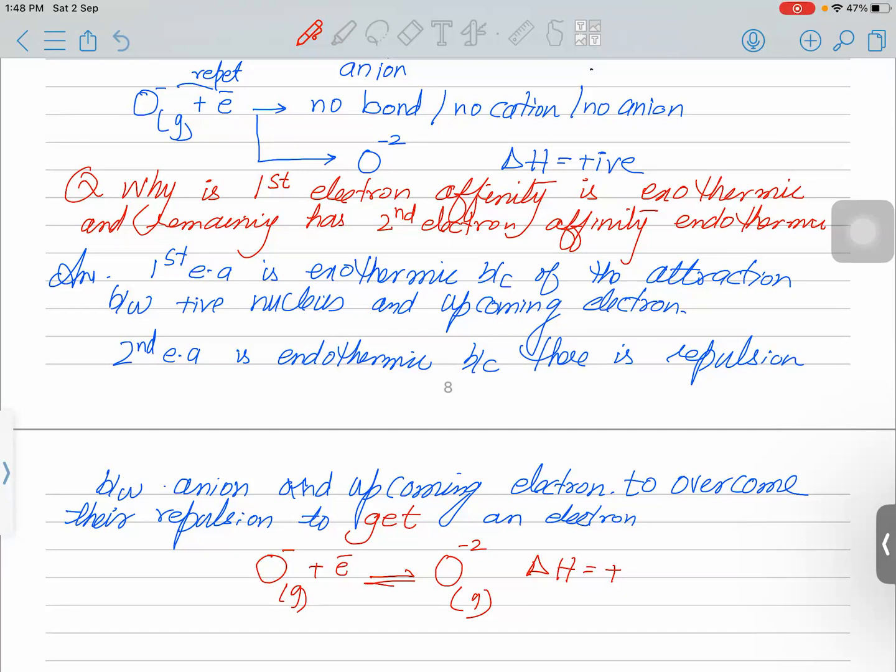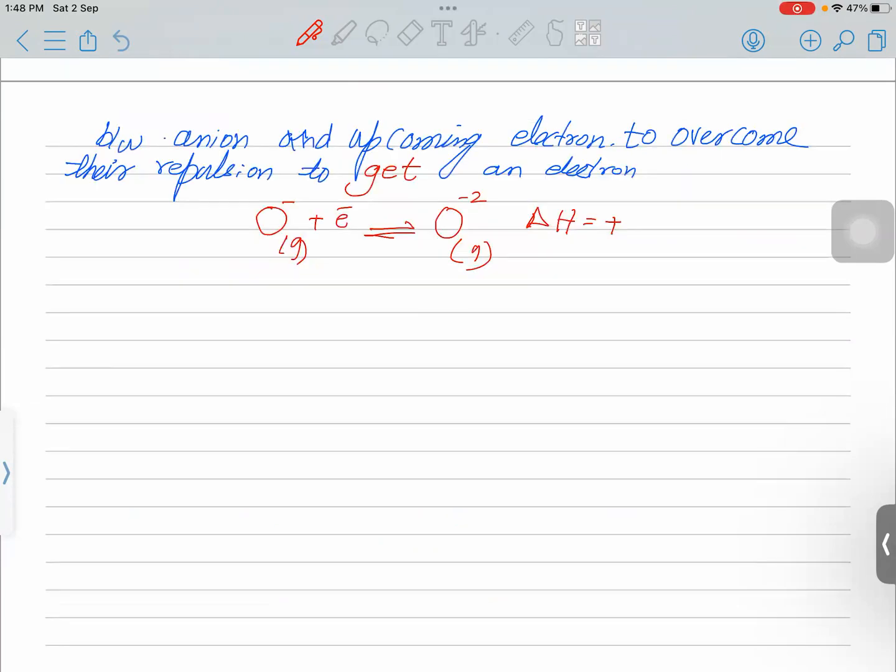Now you have cation and anion. Last is lattice energy. Lattice energy.